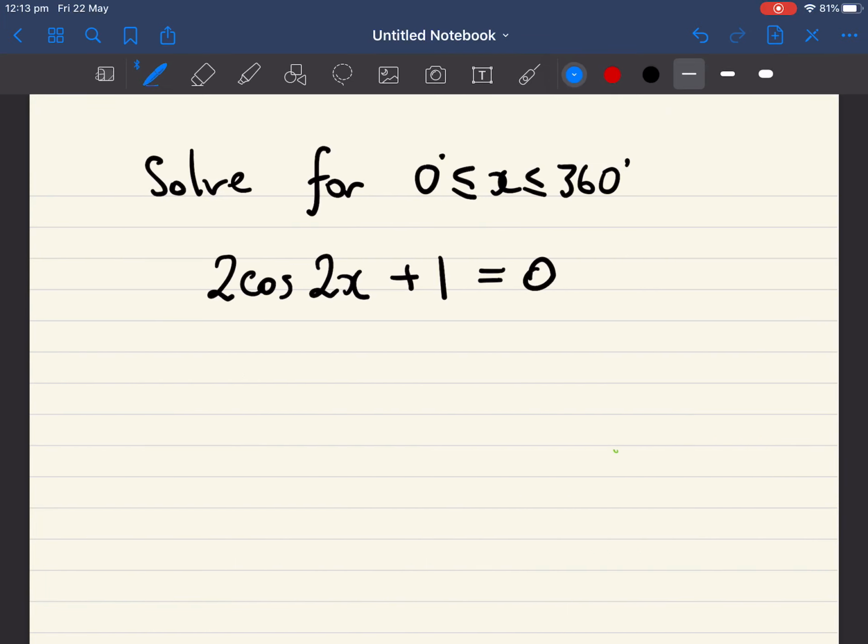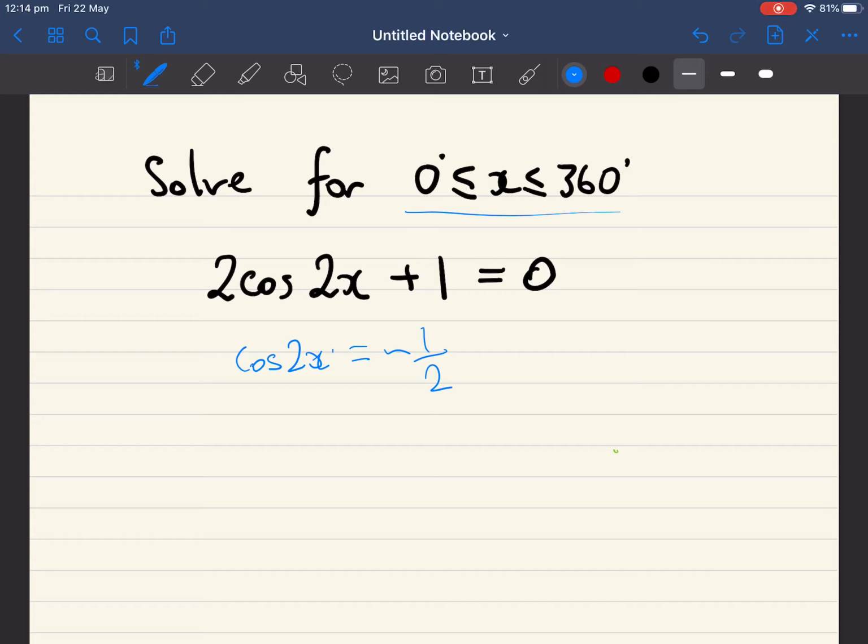All right, on to the second one. So we're solving this one. The domain is just a normal domain that we're looking at. So we're just solving this trig equation here. Your first step's always the same. Get the trig function by itself. So let's take that positive 1 across and then divide by the 2. Okay, so we end up with cos 2x is equal to minus a half. So first step was the same. Next step will also be the same.